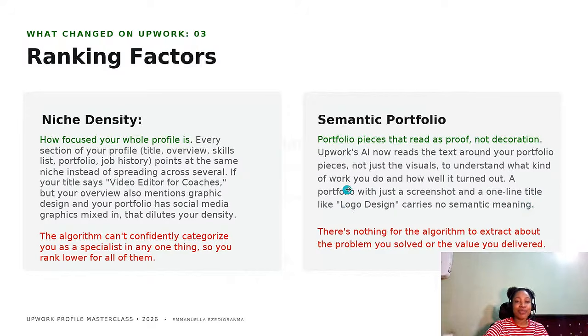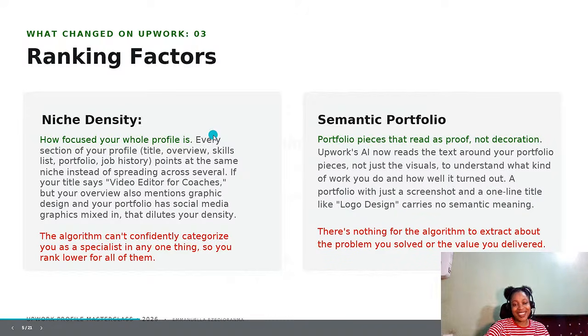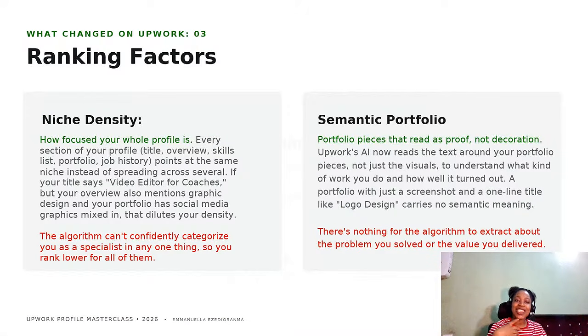Anyway, let's move on. The next thing that changed, well, this is not really a change, but there are a few more changes to it. What we call niche density, and this is related to the whole removal of specialized profiles. So now only profiles that are niche dense are the ones that will show up more on Upwork search. So what do we mean by niche density? How focused your whole profile is.